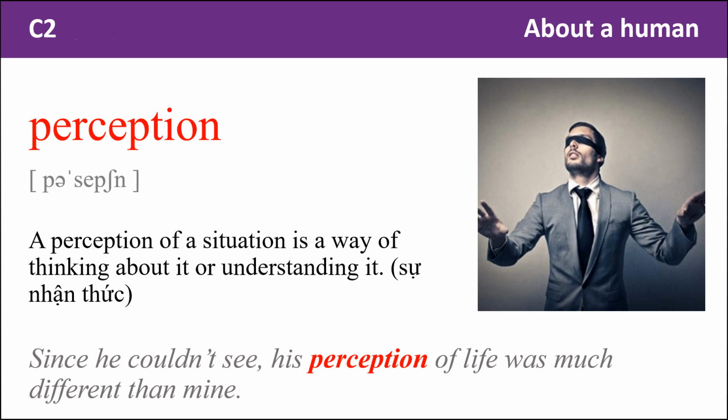Perception. A perception of a situation is a way of thinking about it or understanding it. Since he couldn't see, his perception of life was much different than mine.